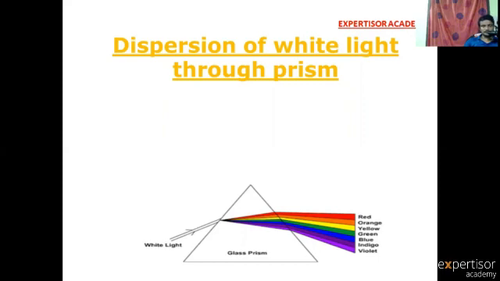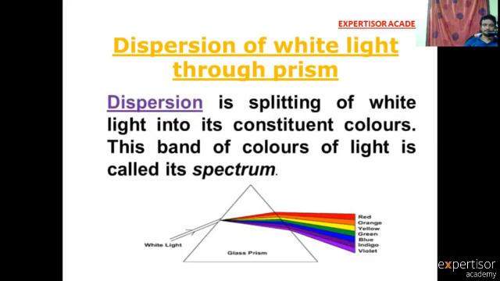What is dispersion? Dispersion is when a single wavelength of light passes through a prism, and after some time the light is converted into several wavelengths. Simply, a single color of light is converted into several colors. That is called dispersion.